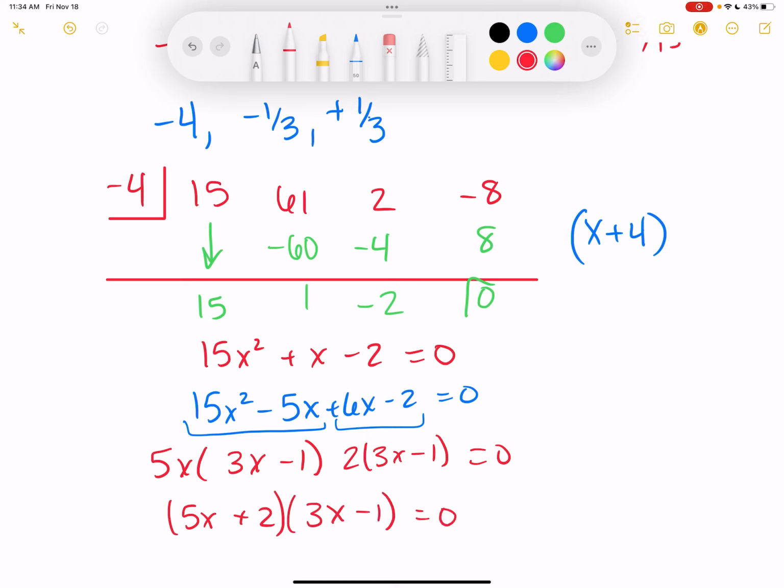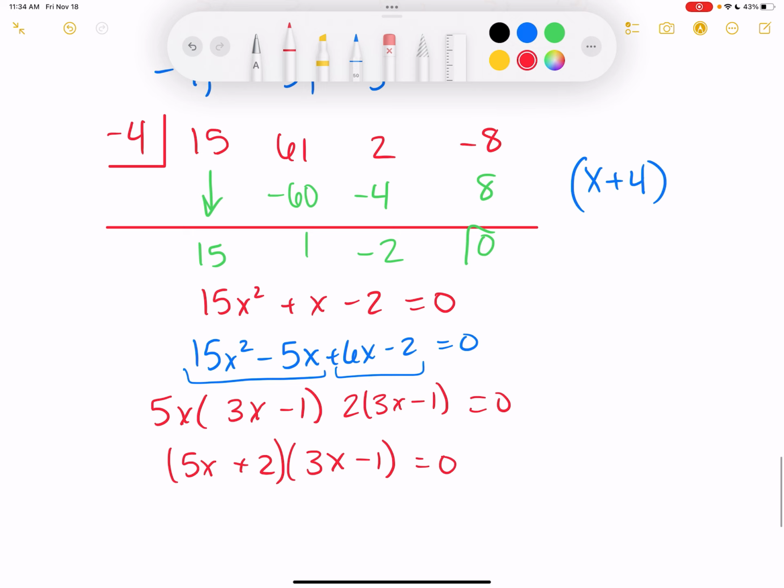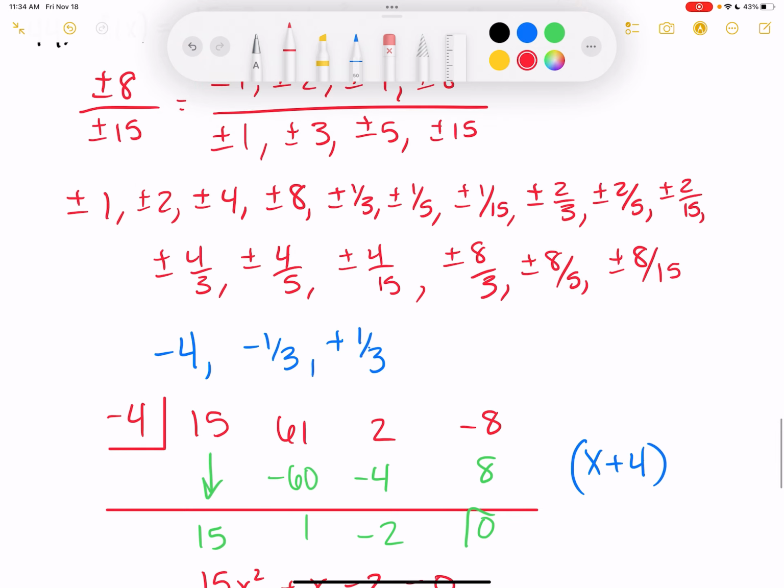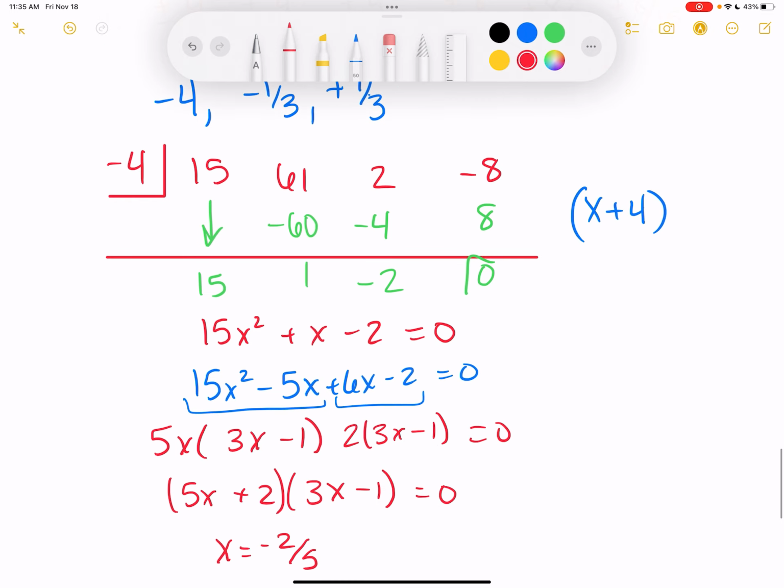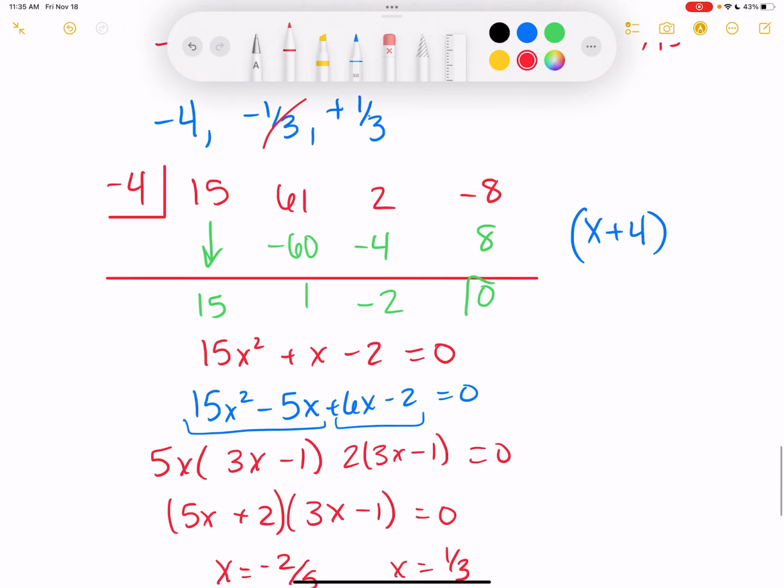So that says that if we wanted to know if our numbers that we guessed were right, we could set each of them equal to 0. So that would say that x is equal to negative 2/5, which was one that we could have had. And then the other one would be that x is equal to positive 1/3. So these are our factors.